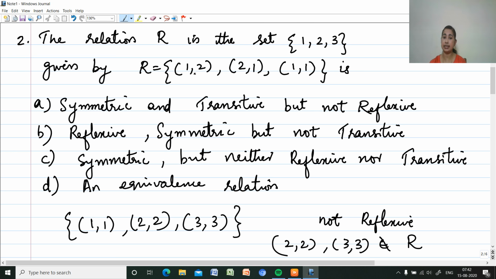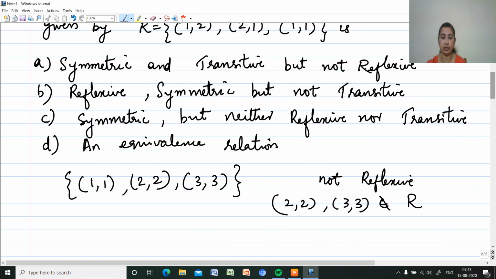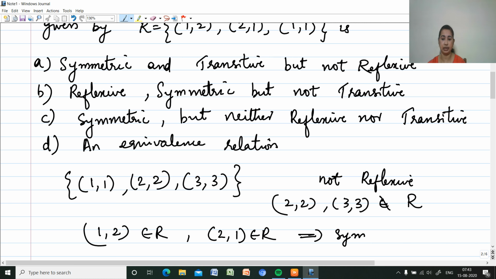Then it is symmetric. The reason is (1, 2) is an element of R and also (2, 1) is an element of R. Therefore it is symmetric.